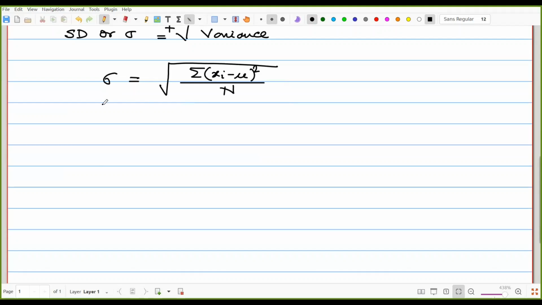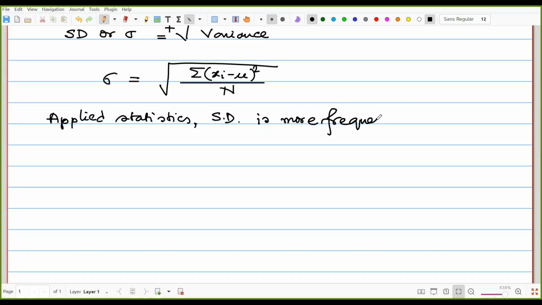Now, in applied statistics, this formula is written in a different form. Practically, the standard deviation is more frequently used there. And why we should use the standard deviation will be discussed today. Standard deviation is more frequently used.